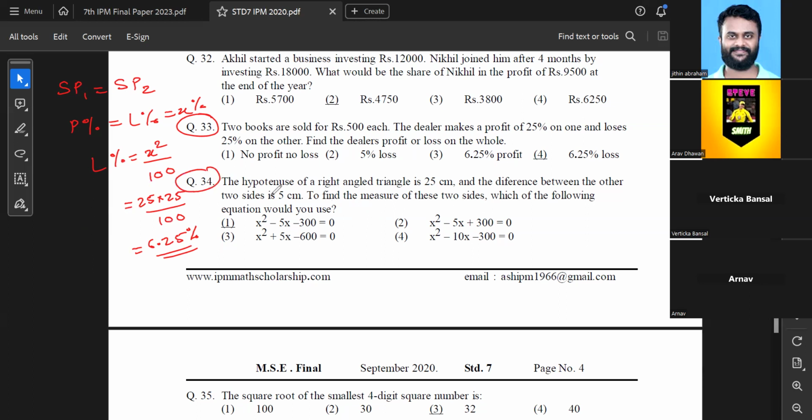Speaking about the 34th problem, as somebody has already said, Ajay sir has already solved this for you guys. So just rewrite option 1 as plus, and option 1 will be your correct answer.